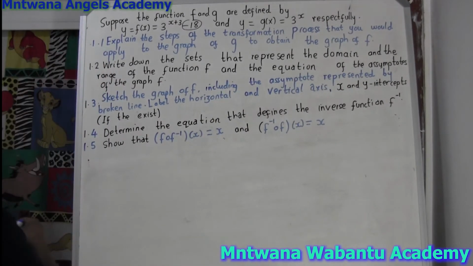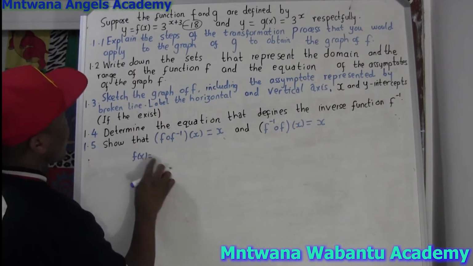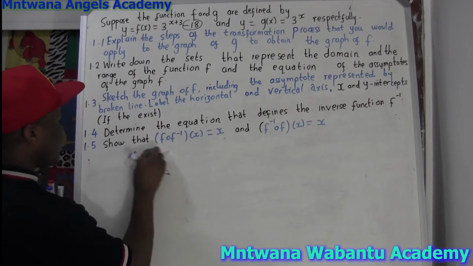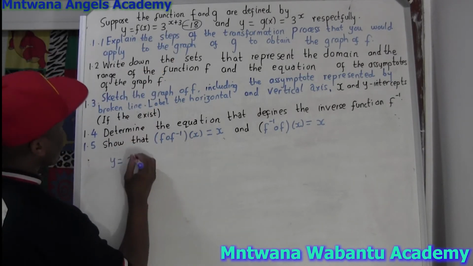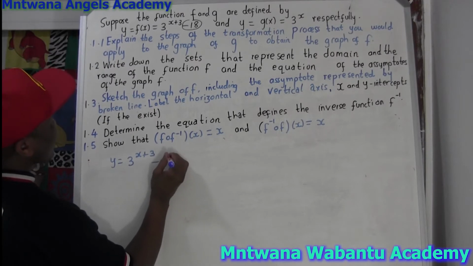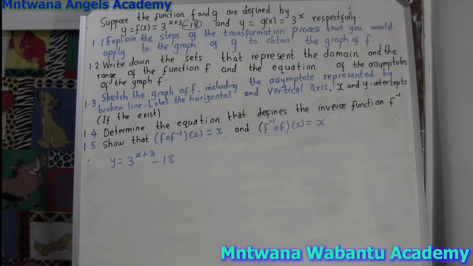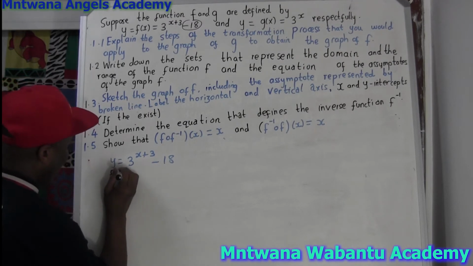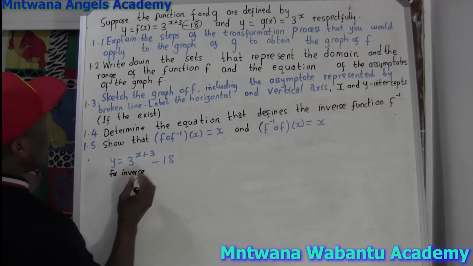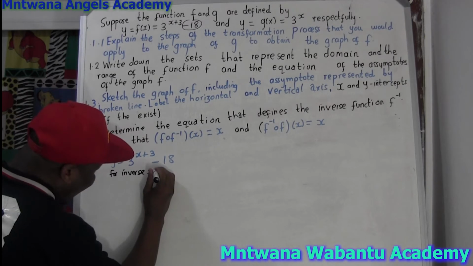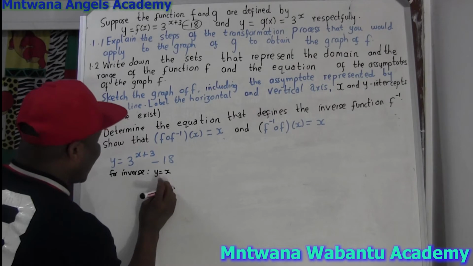So we have f of x given as equal to, or you can say y, because remember we're going to replace y and x. When you say f of x, it means y. So say just y equal to 3 to the power x plus 3 minus 18. I have not started writing the inverse yet. For the inverse, you see this position of y? This y is going to become x, which means replace y with x.